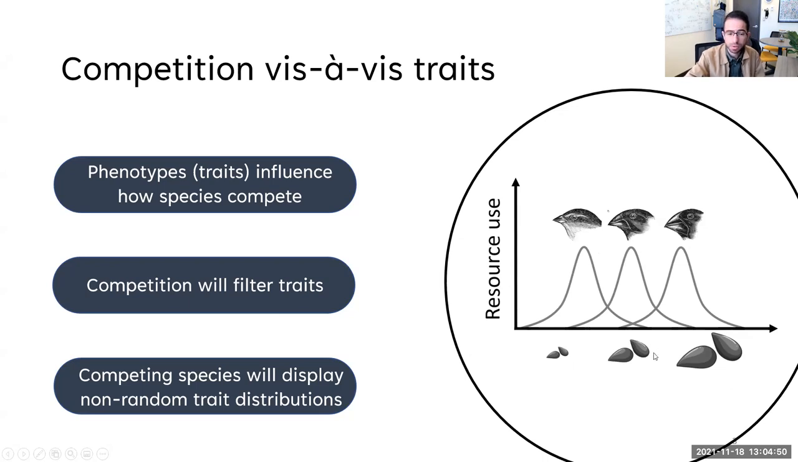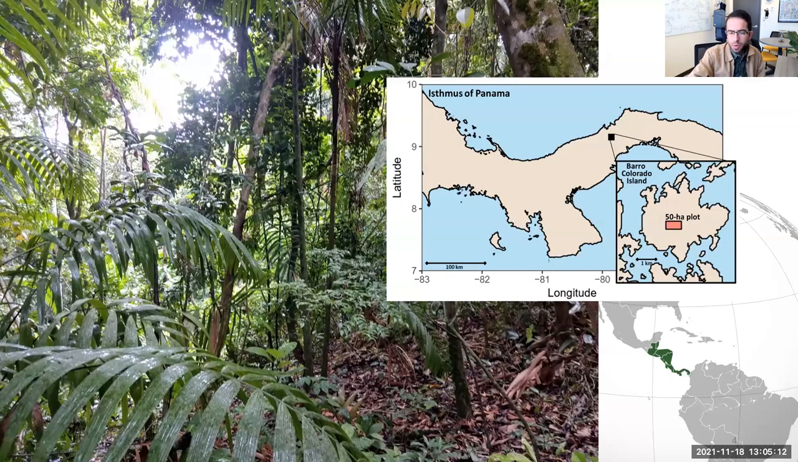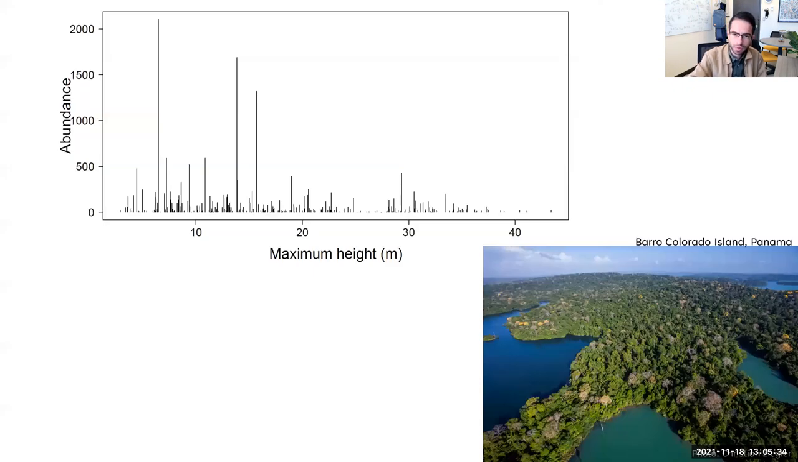So definitely competition should relate to traits, and it's natural to assume that it will filter species with the appropriate traits. Species that don't have appropriate traits simply won't survive because they will be outcompeted. That's the general idea: competing species will have non-random trait distributions. I spoke about birds, and I think that's the last I'll talk about animals in this talk. Let's go back to the tropical forest. This is a picture that I took at Barro Colorado Island. We have here different species of plants with different traits. The question is, do we see patterns in traits that reveal competition as an important driving force there?